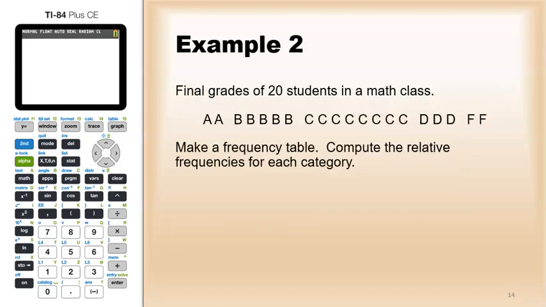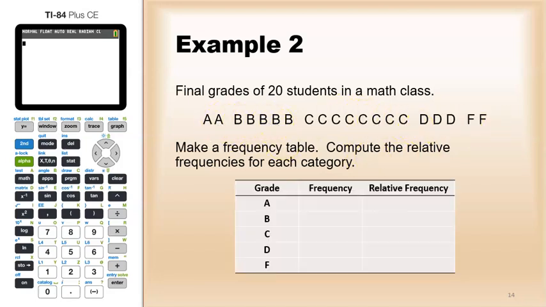Okay. One more example. Now here's grades for 20 students in a math class. And again, make a frequency table and compute the relative frequencies for each category. So first thing we notice, if you want to make a table, is what are my categories? And look at this, I see there's A's, B's, C's, D's, and F's. So my table should start off like this, where my grade, these are the different categories, A, B, C, D, F. And then the next line over would be the frequencies.